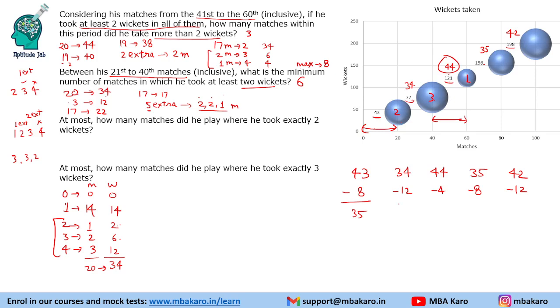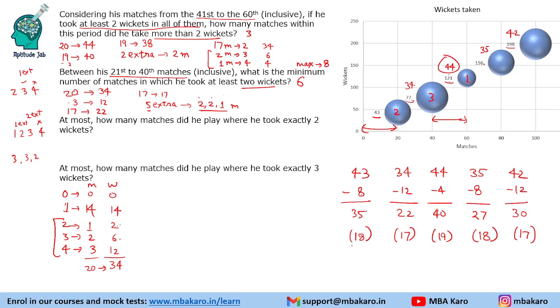So this is 35, 22, 40, 27. So he took 44 wickets, 4 in one of them, 40, and here we have 30, right? And we will also write the number of matches. So here 2 matches gone, so 18 matches, 17 matches in 19 matches, and here we have total of 18 matches, and here we have a total of 17 matches. So we need to tell where he took exactly 2 wickets.